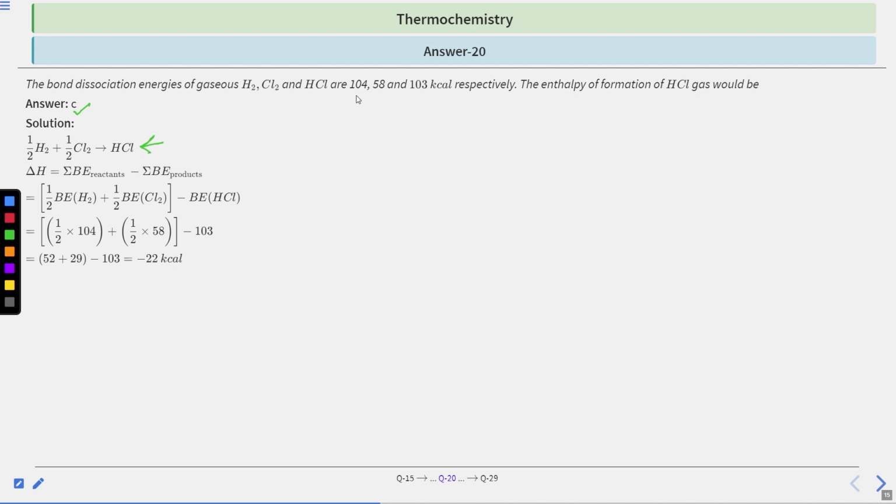So we have been given values here for the bond energies of H2, Cl2 and HCl. On putting those values in this equation and solving, we have del H equals the enthalpy of formation of HCl equals minus 22 kilocalorie, right? So the correct answer will be option C.